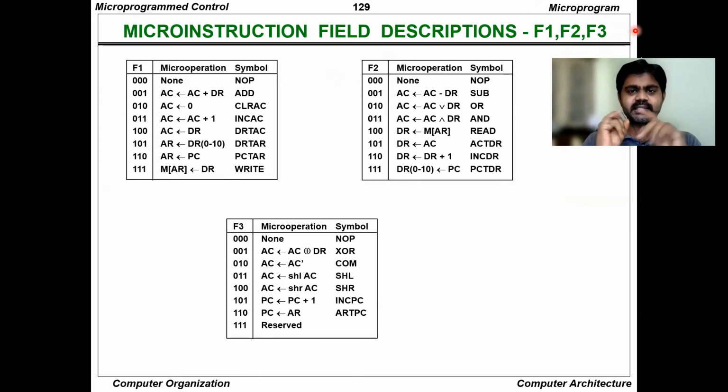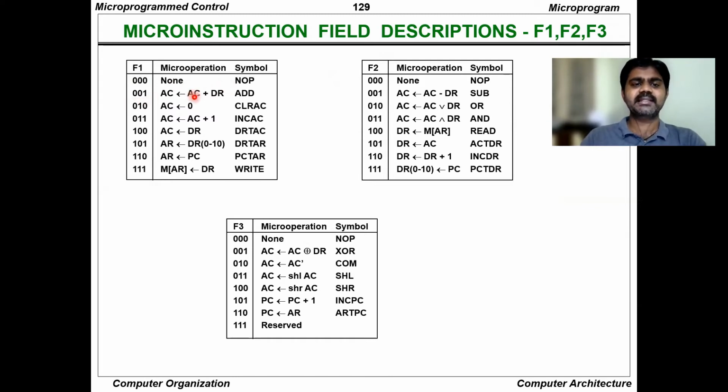As we said, F1 contains 3 bits, F2 contains 3 bits, and F3 contains 3 bits. So 3 bits in the sense 2 power n, that is 2 power 3, we get 8 micro operations. For F1 we have 8 micro operations, for F2 we have 8, and for F3 also we have 8 micro operations. For F1, 8 in the sense it will start from 0 to 7. So 000, we don't have any micro operation, which is none. We call it NOP, that is no operation.